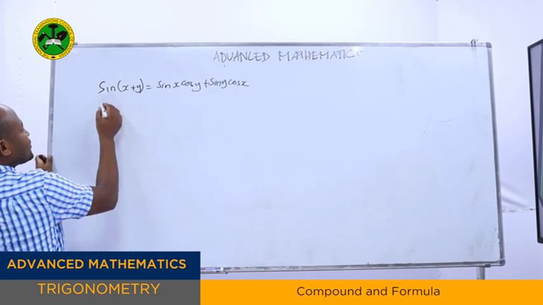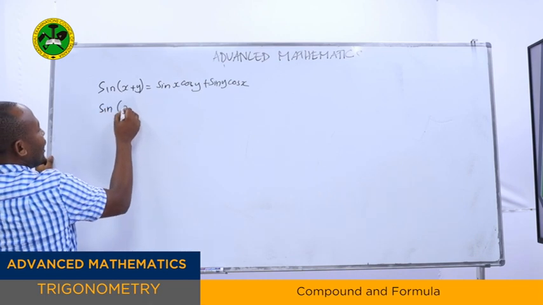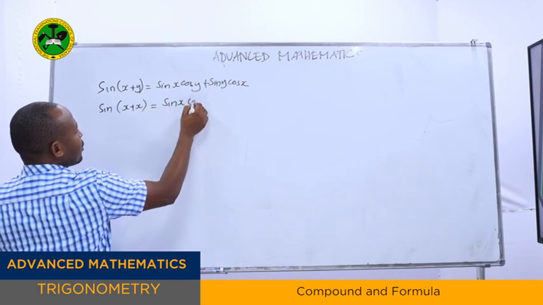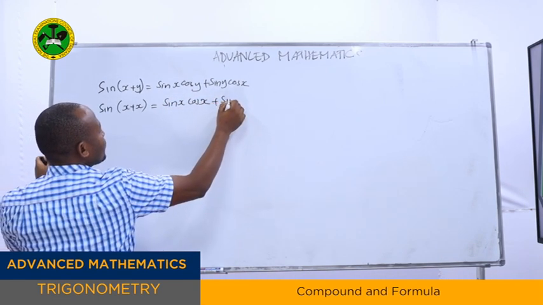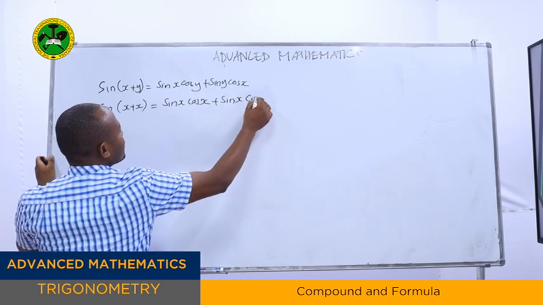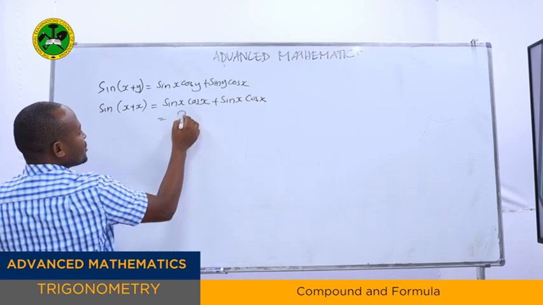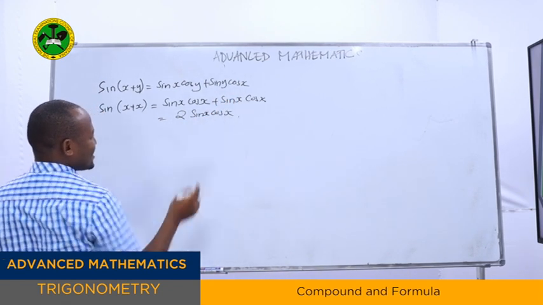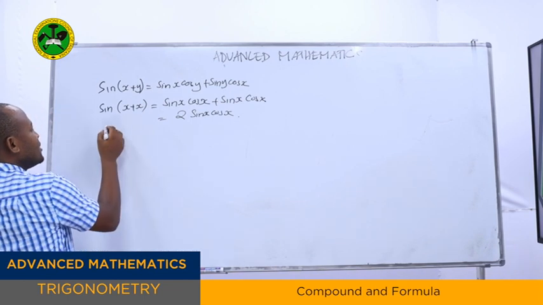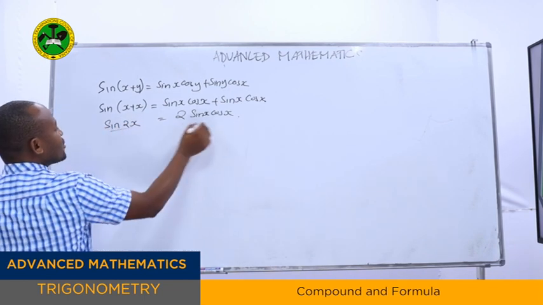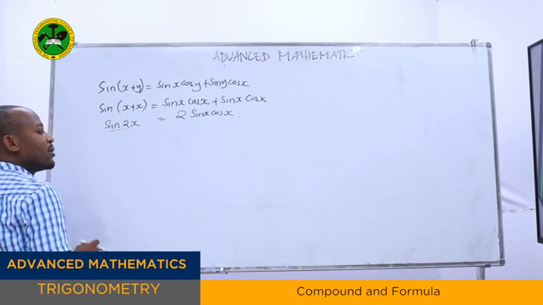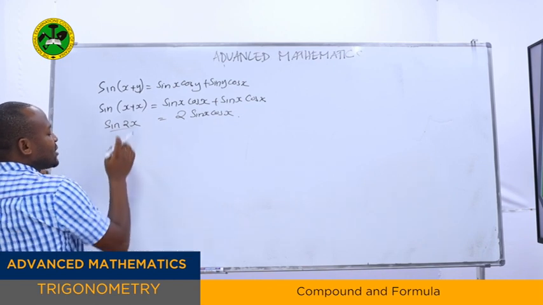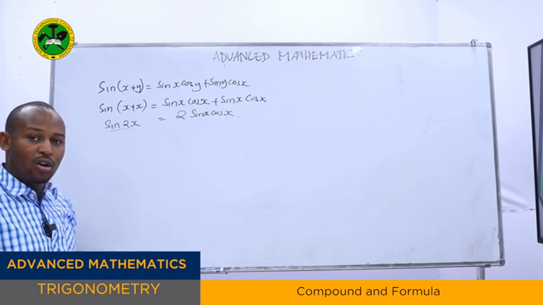What if you have, let's say, sine of x plus x? Then you will have sine x cos x plus sine x cos x, and simplifying that you end up with 2 sine x cos x. That means sine 2x is equal to that, and this is so-called the double angle formula, which we will see in the next lesson. But today we shall focus on compound angle formulas.